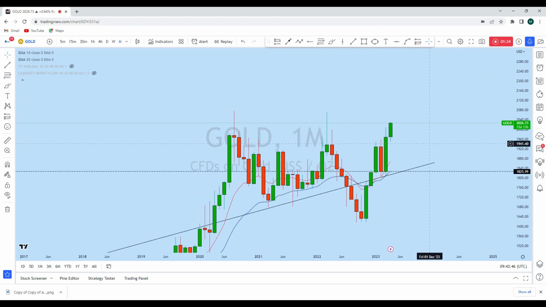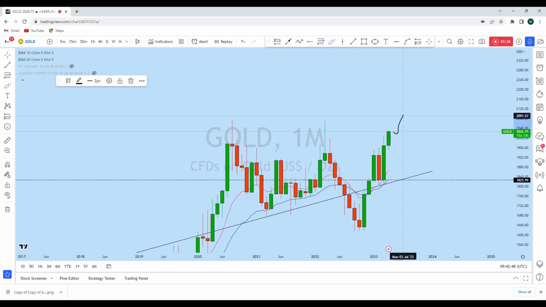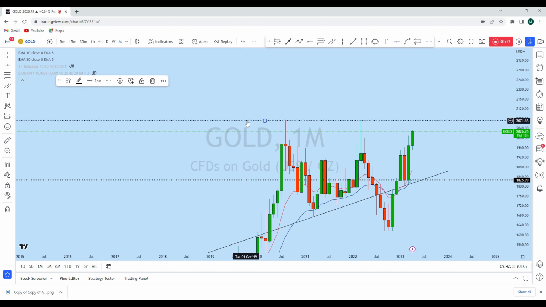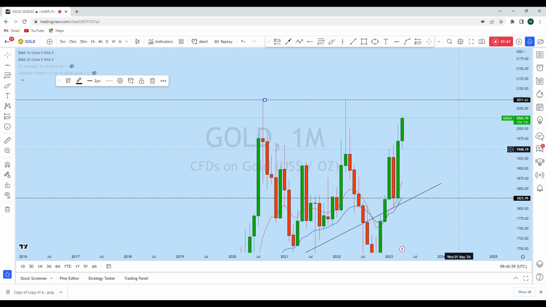What we can expect now is gold to give us some momentum to the upside. As the price is hitting a very important historical resistance zone, we might see a strong movement to the upside on gold, and we could potentially see a break of this 2070 level.